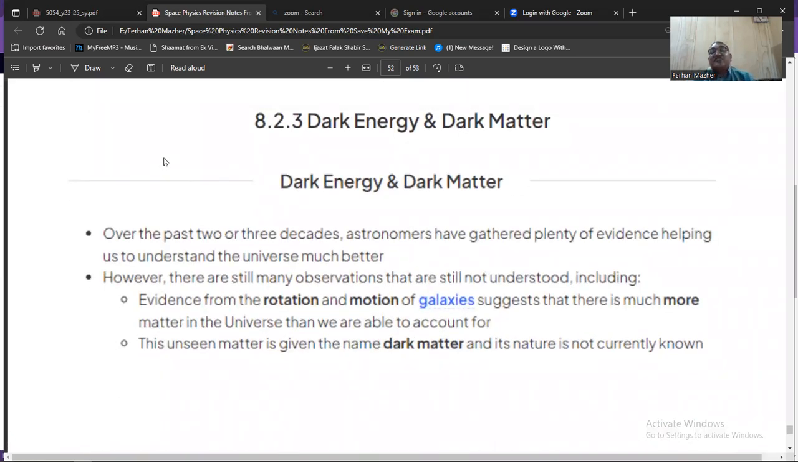Okay, so we have dark energy and dark matter. Over the past 2 or 3 decades, astronomers have gathered plenty of evidence helping us to understand the universe much better. However, there are still many observations that are not understood, including evidence from the rotation and motion of galaxies suggesting that there is much more matter in the universe than we are able to account for. This unseen matter is given the name dark matter, and its nature is not currently known.